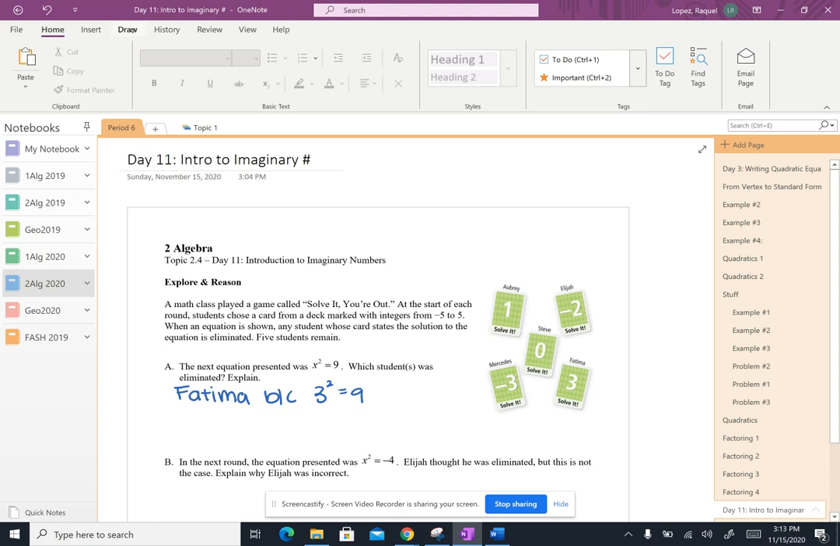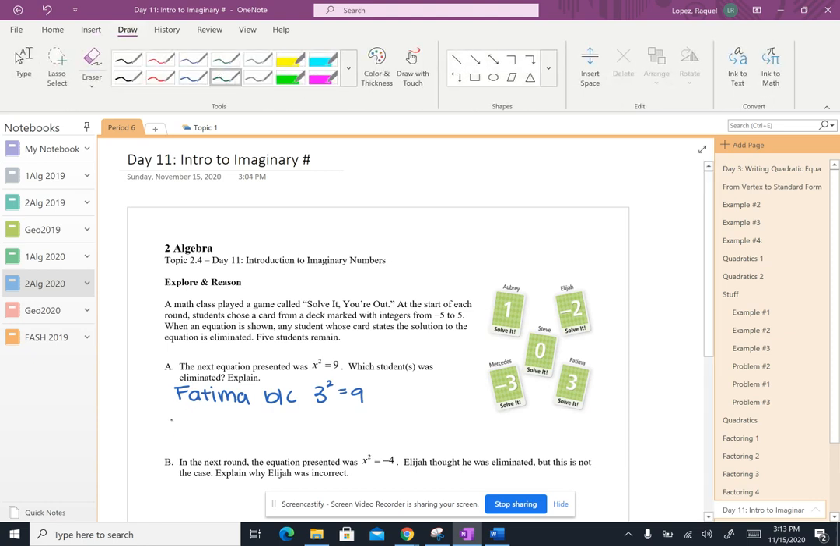There's actually someone else who can be eliminated, and that other student is Mercedes. The reason is that when I substitute -3 in for x into the equation above, we get -3 squared equals 9. Following order of operations, we take care of our exponents first, so we really have -3 times -3, which equals 9. That is a true statement. So both of these students are getting eliminated from the game.